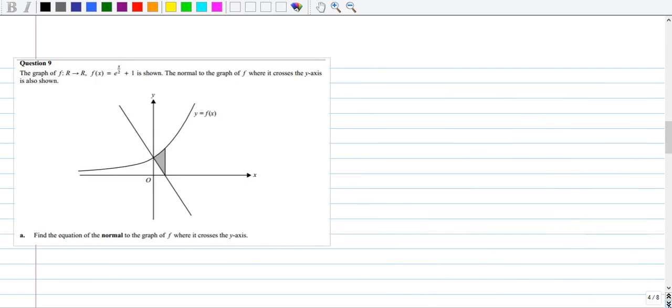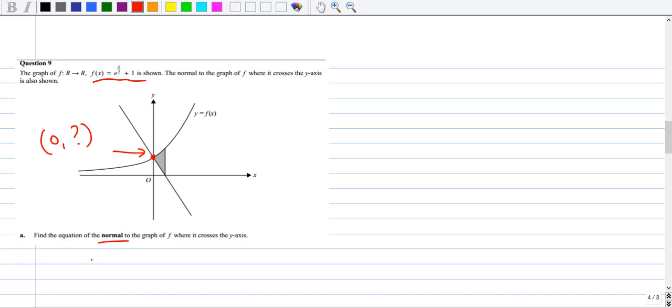So let's look at the second question. This time we've been given a graph, and we've got the equation, and the normal to this graph where it crosses the y-axis is shown. So here's my common point here. It's got an x-coordinate of 0 and a y-coordinate of something. Find the equation of this normal.